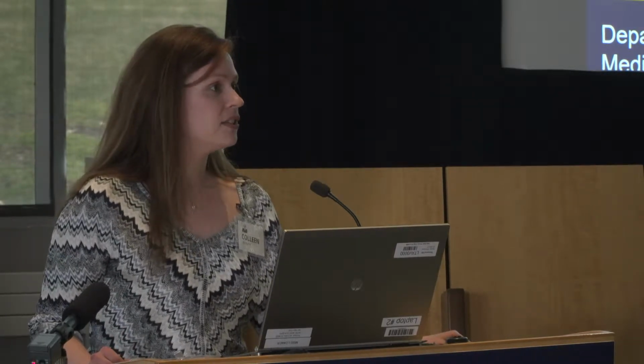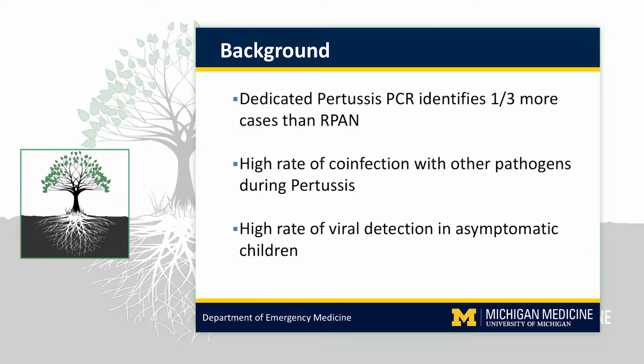Anecdotally, many clinicians choose the RPAN rather than pertussis PCR testing to diagnose pertussis. But first, let's look at the literature. While not common knowledge, Jarris et al. in 2015 compared these two testing methodologies and determined that the dedicated pertussis PCR test identifies up to a third more cases of pertussis than RPAN testing. However, this particular study was limited to the pediatric population and did not look at other pathogens identifiable on RPAN.